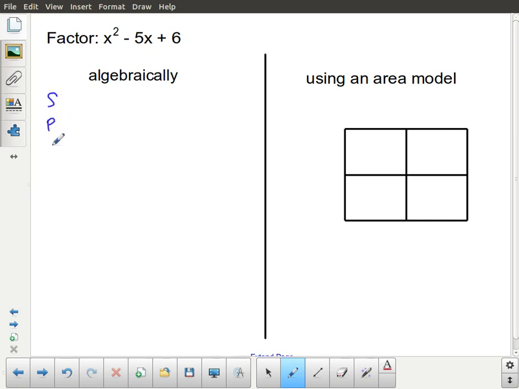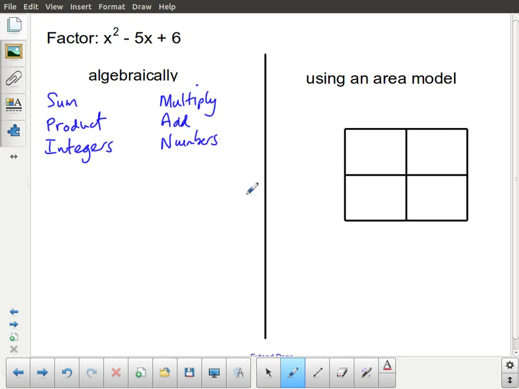One of them is called SPI, and that's how I normally refer to it. That's where we're looking for sum, product, and integers. Another way you might see this is known as MAN, and that one stands for multiply, add, numbers. Okay, but the results are the same. It's just that the way they get written is a little bit different.